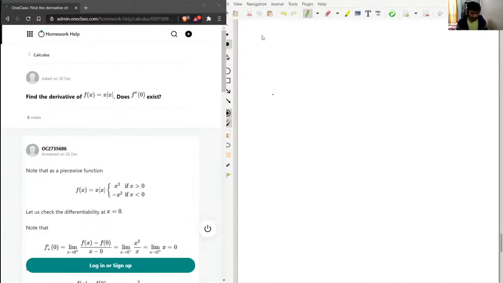Find the derivative of x times mod of x. Does f double prime of 0 exist? So this is question number 3. f of x is x times the magnitude of x, and f double prime of x we need to calculate.